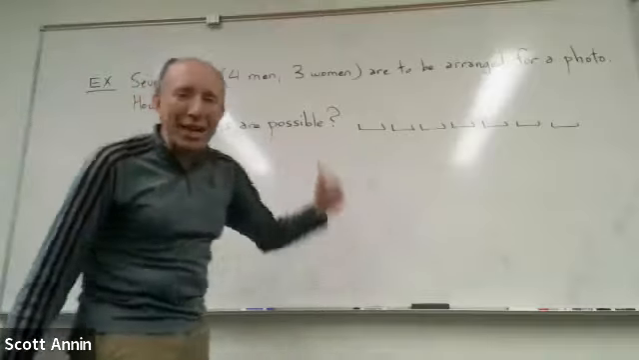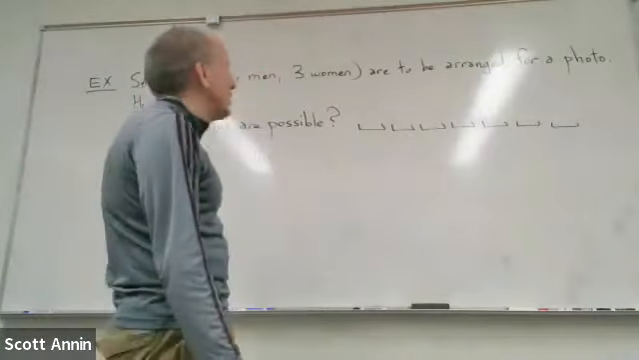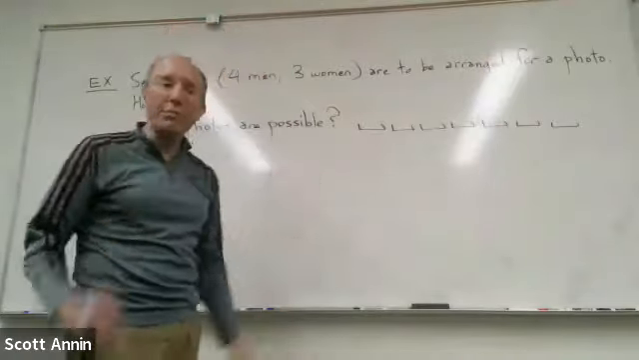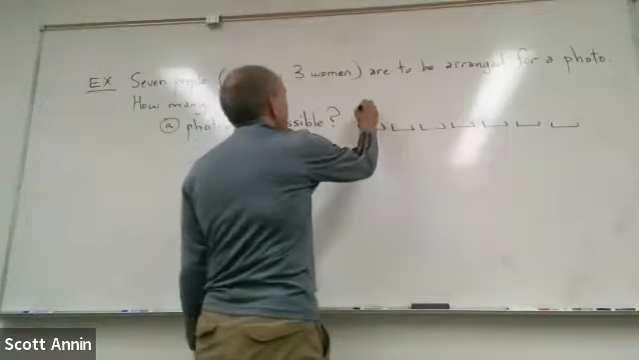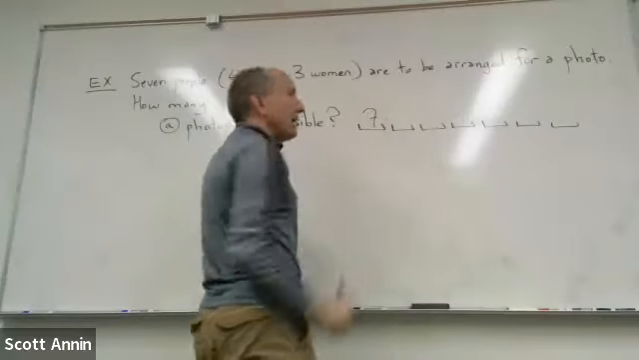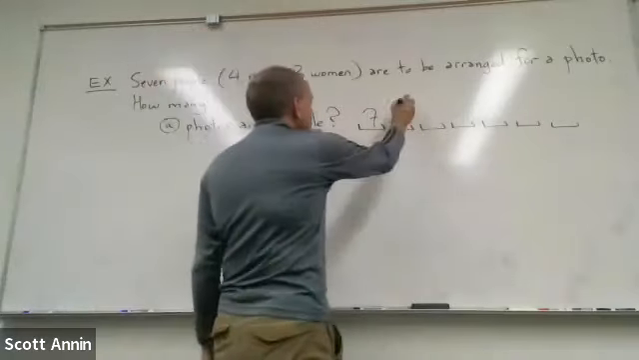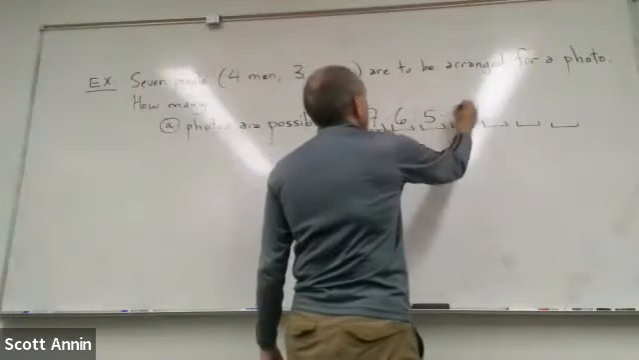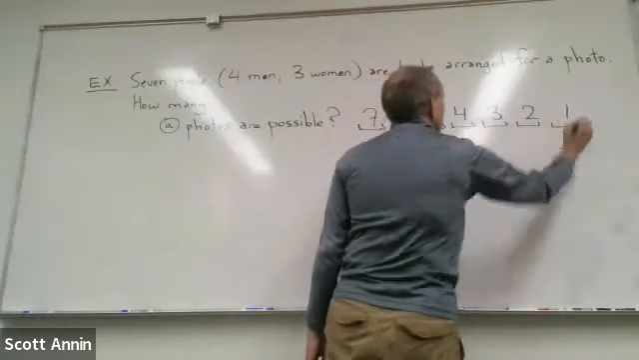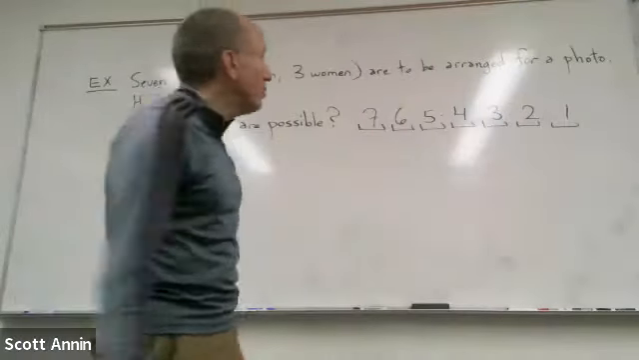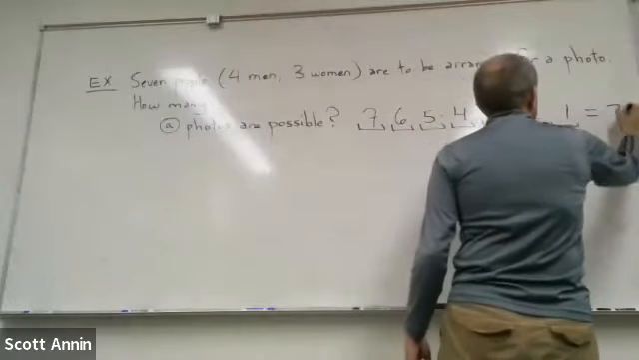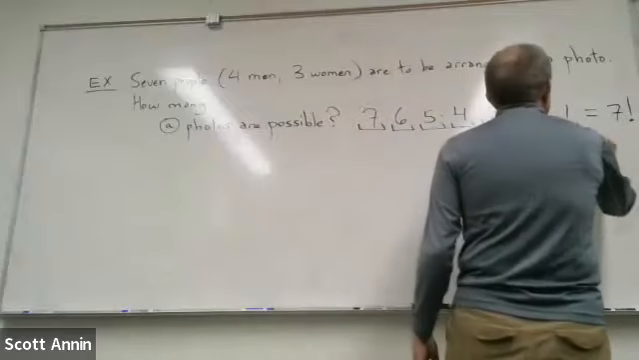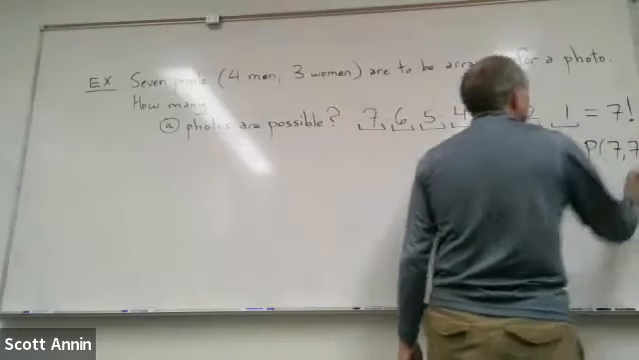There's really no constraints on the photograph here. We actually can put anybody in any position. They haven't told us that there's any restrictions. So we actually have 7 choices for which person stands at the far left. Then 6 people remaining to choose somebody in the second position. And then 5, and then 4, and then 3, and then 2, and then 1. And we just simply use the multiplication principle here. This is 7 factorial, right? And we can actually think of that as P of 7, 7 if we wanted to.